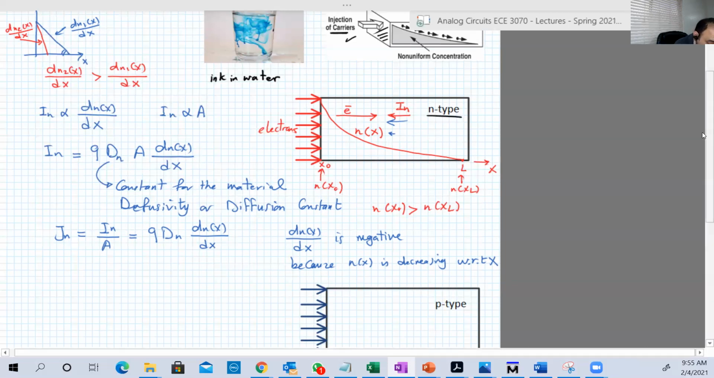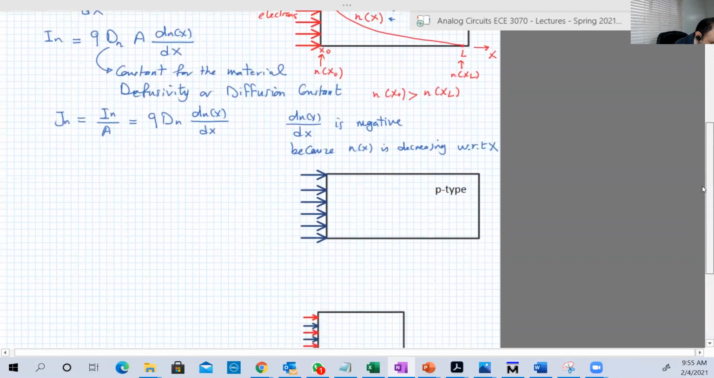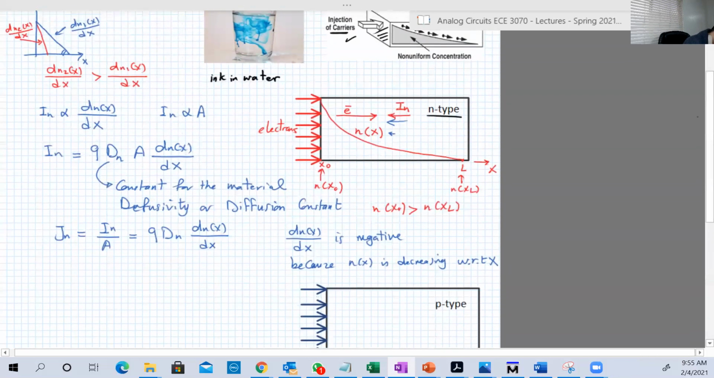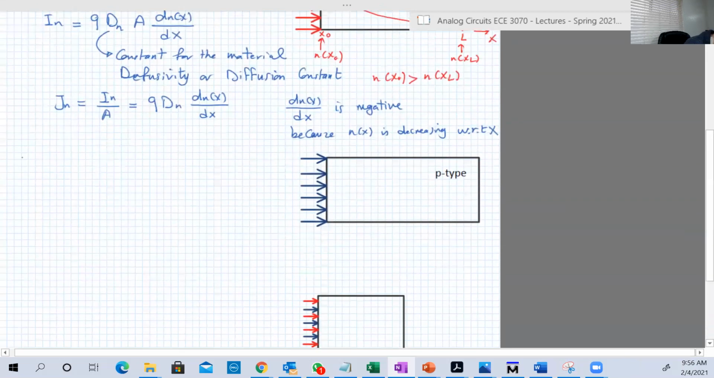Now let's do the same for holes. If we have now a p-type material, so this is number 1. Now for number 2, which is p-type material.